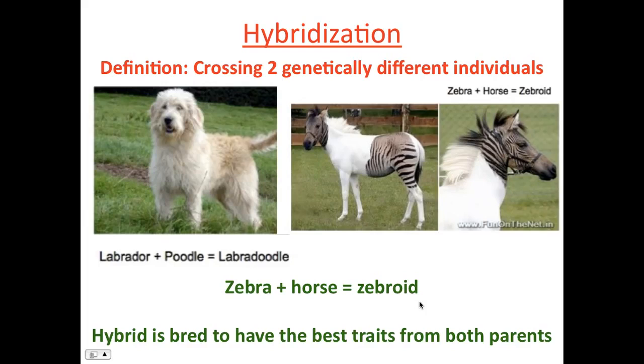It's a zebroid, and a zebroid is not fertile, meaning that it cannot have little zebroid offspring of its own if you were to cross two zebroids together. However, the offspring are viable, meaning they live, they're healthy, and they look like this. And the idea behind this is that you're creating this hybrid to get the best traits or most desirable traits from both parents.